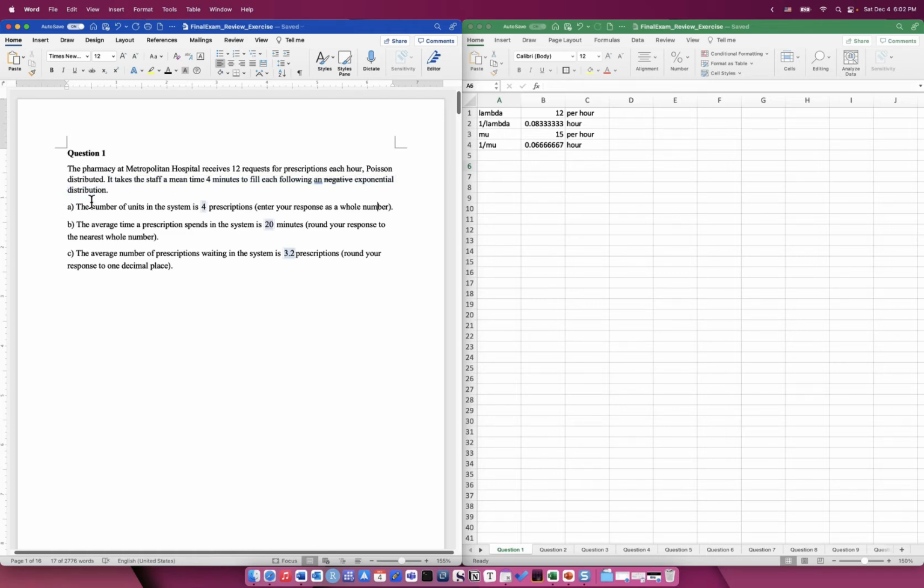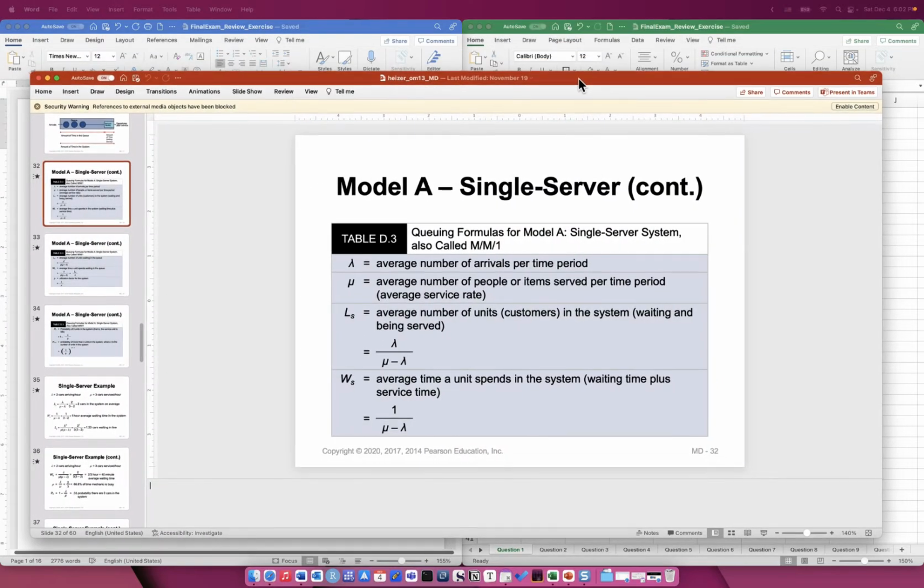So the number of units in the system. Okay, so the number of units in the system, including the one currently being served, and the number of people currently waiting in the line. So that's the number of units in the system. Okay, so where do you get it and how do you calculate those? So here, your PowerPoint slides, also the end of module D, has a list of formulas for each waiting line model that you can use to find the answers.